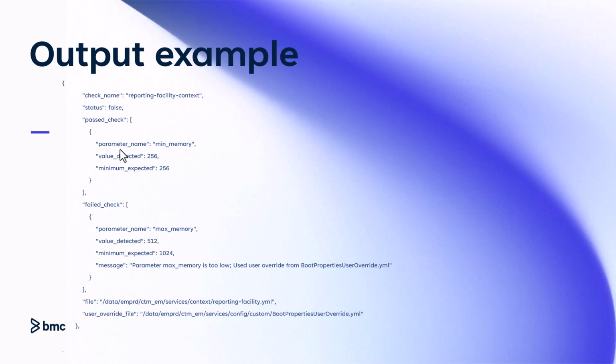In the passed section, the minimum memory, which was determined to be 256, and the recommended minimum is also 256, therefore it passed. In the failed check, the parameter max memory, which is determined to be 512, but the KA or best practices recommended 1024. Therefore, the message indicates the parameter max memory is too low.